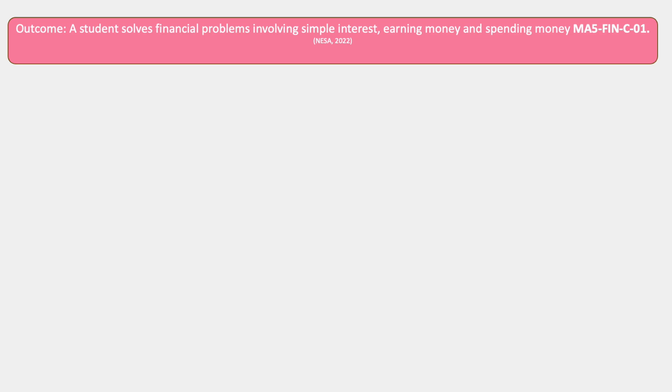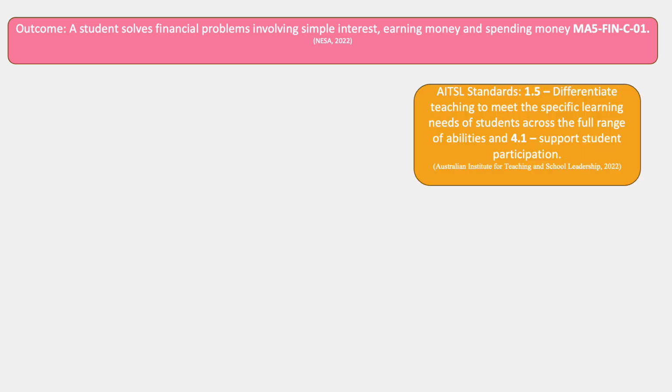The following outcome has been selected from the NESA mathematics syllabus for Stage 5. A student can solve financial problems involving simple interest, earning money and spending money. The lesson aligns with the Australian Teaching Standards 1.5 and 4.1.